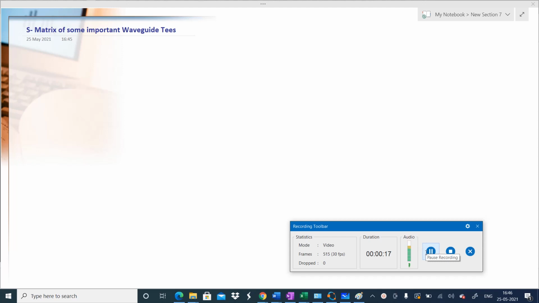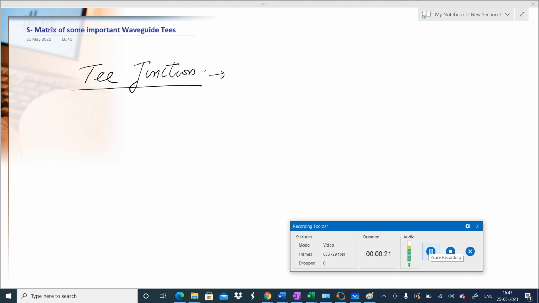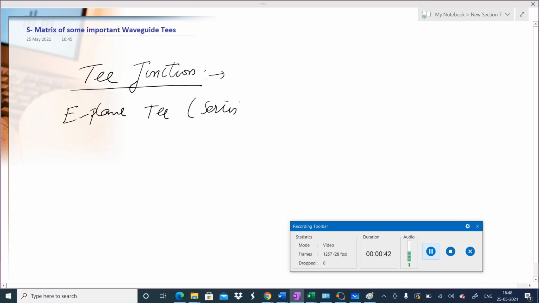First of all, we have something called T junction. T junction is any waveguide with three ports. Okay, any waveguide with three ports is called T junction. One of the types of T junction is called E-plane T, also called series T.